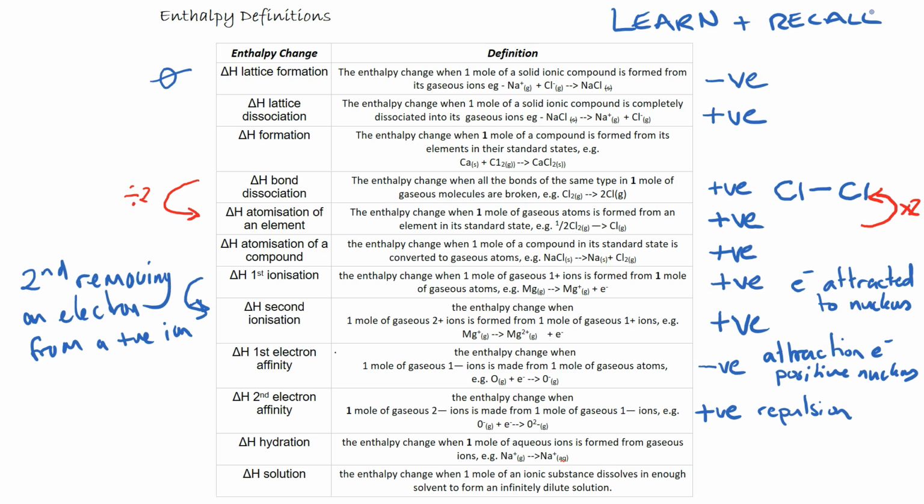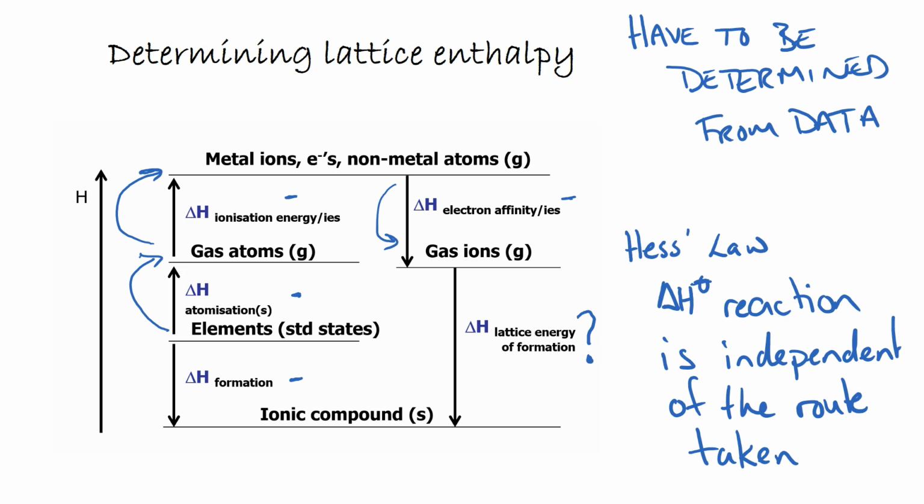What we're going to do now is see how we can use these to construct something called a Born Haber cycle and calculate lattice enthalpies. So we're now going to look at how we can create a Born Haber cycle following these steps that we saw before, going from the ionic compound up to elements in their standard state, to gaseous atoms, to metal ions, back to gaseous ions, and then work out this unknown lattice enthalpy by constructing a Born Haber cycle.